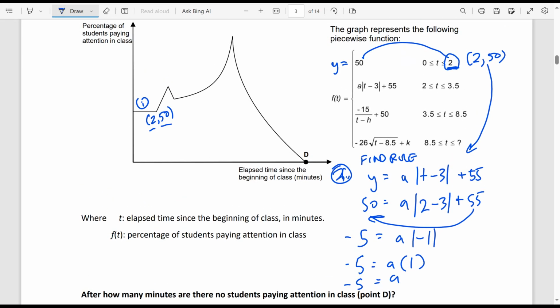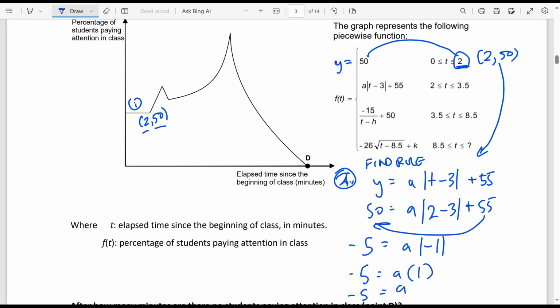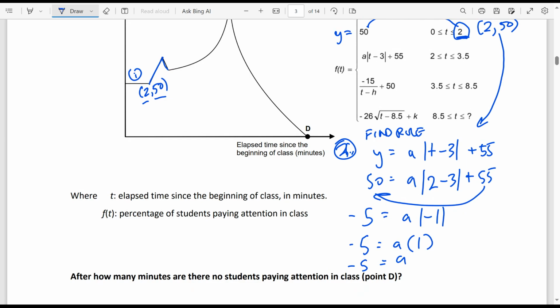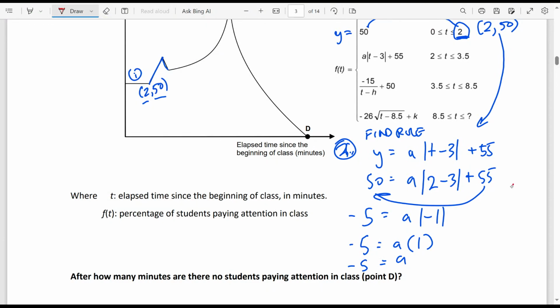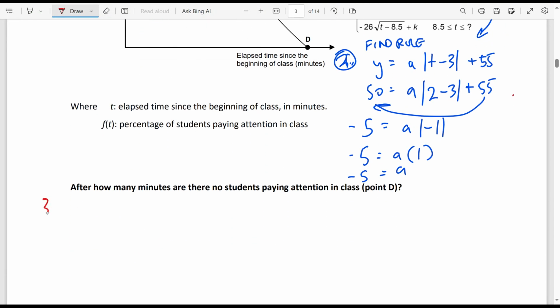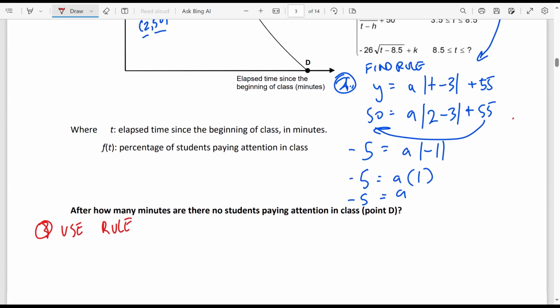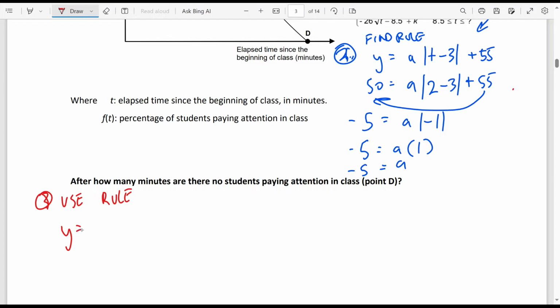I'm going to validate based on the diagram, and Cade, you mentioned this. Should my a be negative? Yes, it should, because my absolute value function is facing down. So that one should be a negative value. So what that means is step 3, let's use that rule. And what am I going to use now? I've got y is equal to negative 5 times the absolute value of t minus 3, plus 55.